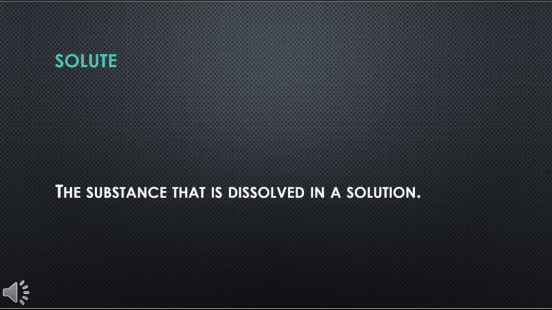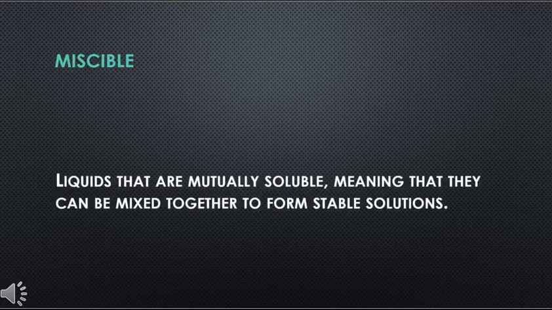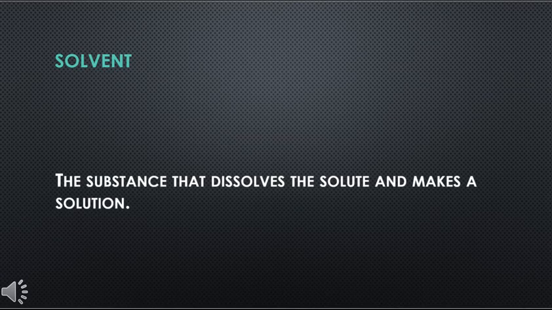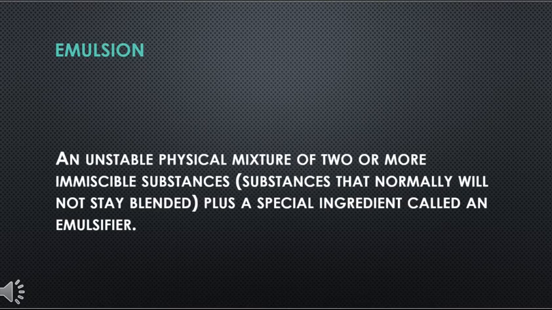Solute. The substance that is dissolved in a solution. Miscible. Liquids that are mutually soluble, meaning that they can be mixed together to form stable solutions. Solvent. The substance that dissolves the solute and makes a solution. Emulsion. An unstable physical mixture of two or more immiscible substances plus a special ingredient called an emulsifier.